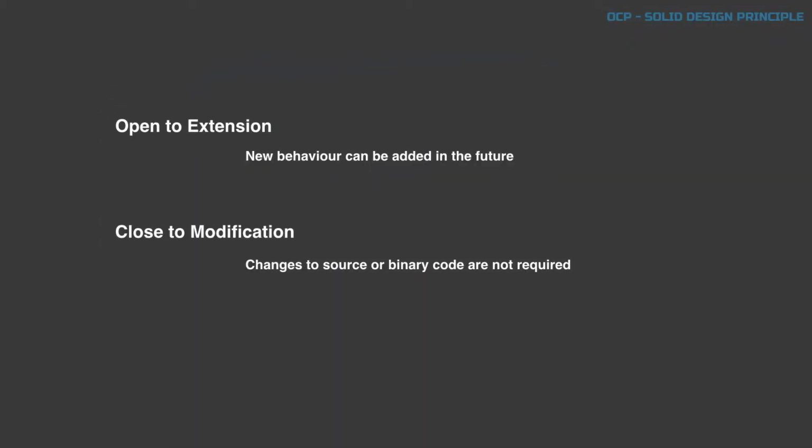Let's quickly revise what we have learned up till now. The two terms I told you to remember throughout this video: the first one is open to extension and closed for modification. Assume you have built software and you want to add a layer or a feature to it. It should be possible for the behavior to be added in the future. And closed to modification means changes to source and binary code are not required. So this should be avoided.